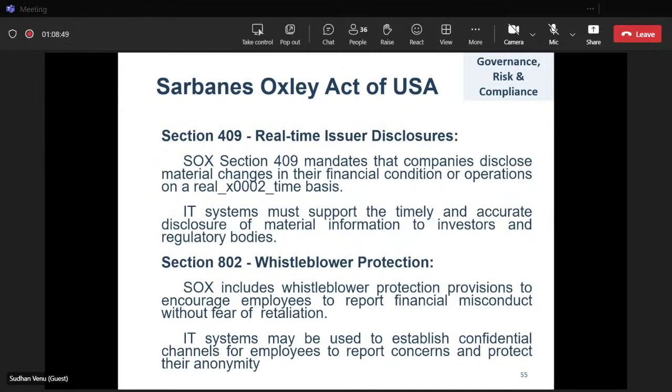And Section 409 is for real-time issuer disclosure, which requires the IT systems to support timely and accurate disclosure. They have to disclose material information to the investors and regulatory bodies.